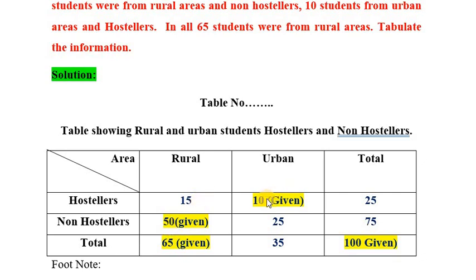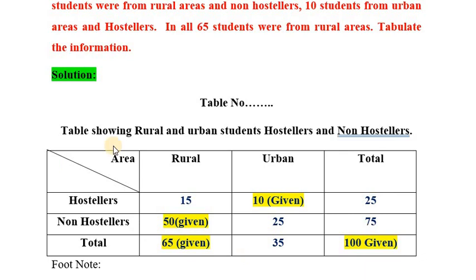And with these two pieces of information, we'll be able to find out the total number of students coming from both rural and urban area and staying in the hostel as 25. And now 100 minus 25, that is 75, is the number of students coming from both rural and urban area and not staying in the hostel. So this is the way you have to tabulate the given information and also find out the missing information.